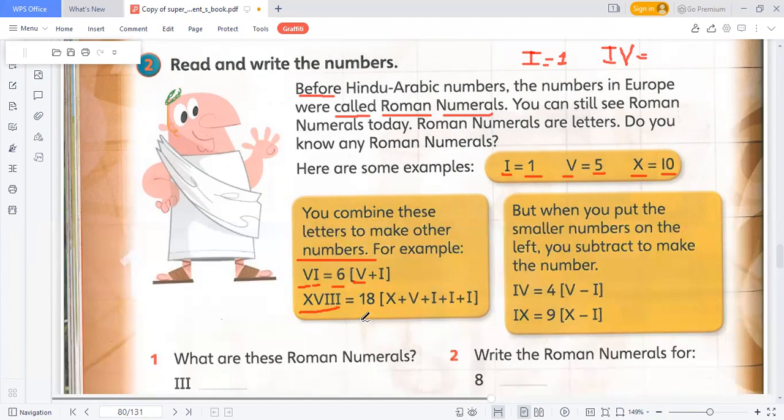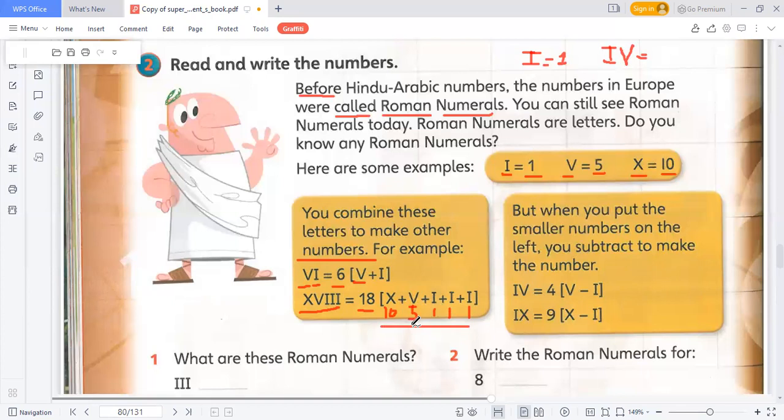Yes. So how do you know that it's number 18? Okay, very simple. What's X? 10. Okay. And V is? 5. I is? 1 and 1. Correct. So you just have to add these numbers.